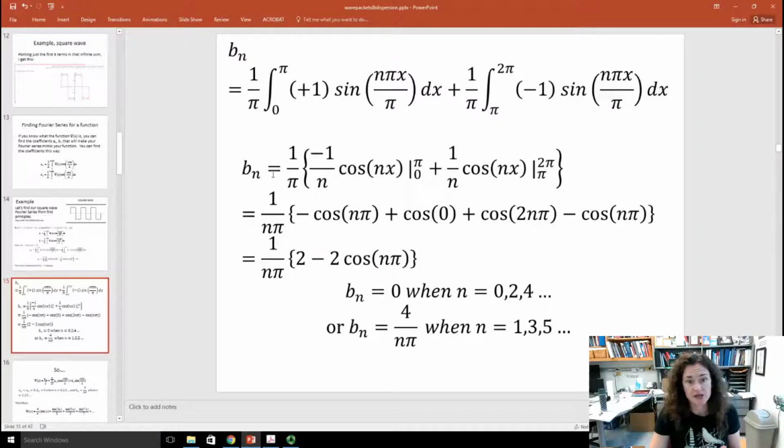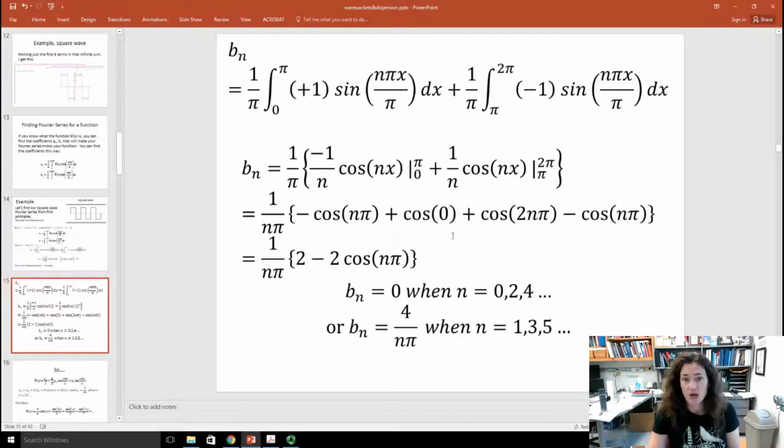So here b sub n is equal to 1 over pi times minus 1 over n cosine of nx, evaluated from 0 to pi, plus 1 over n cosine of nx, evaluated from pi to 2 pi. Now it's a plus because when I integrate a sine I get a negative cosine, and I'm already subtracting it, so I already had a -1 there, so that changes that value to plus. Now if I evaluate, I pull my n out, so I get 1 over n pi times minus cosine n pi plus cosine 0 plus cosine 2n pi minus cosine n pi.